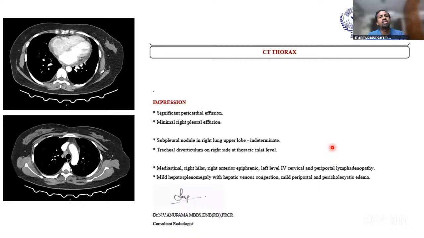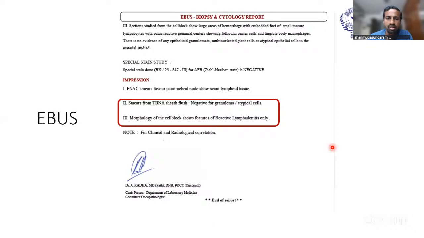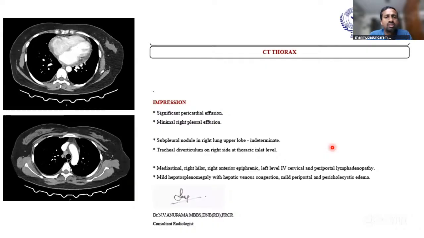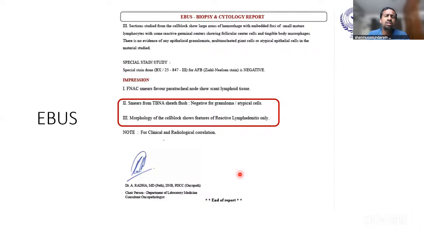So we went ahead with CT thorax, which, sorry, go back. Yeah, which revealed significant pericardial effusion with significant mediastinal lymphadenopathy. It was noted in the mediastinal, right hilar, cervical and periportal regions as well. So we thought we'd rule out tuberculosis, lymphoma, or any of the other etiologies as a cause for the pericardial effusion.